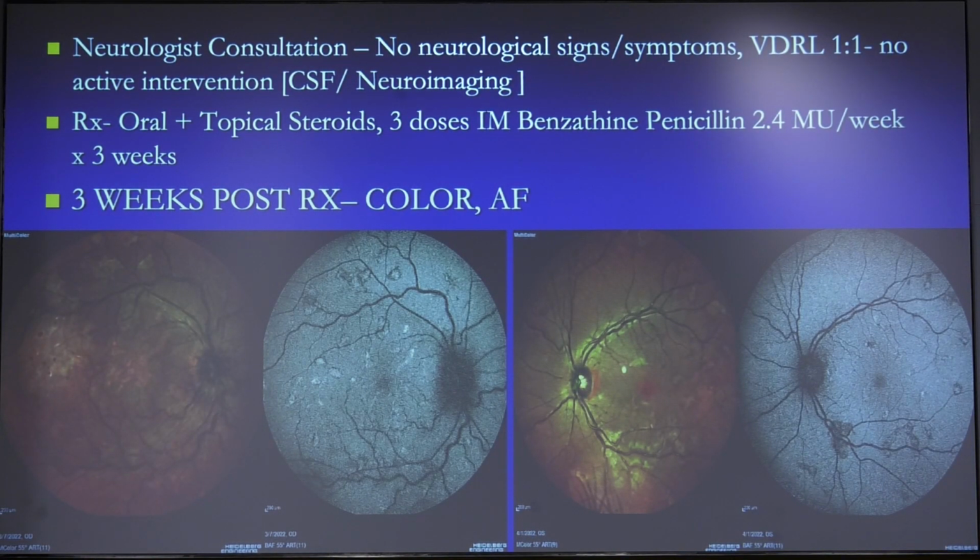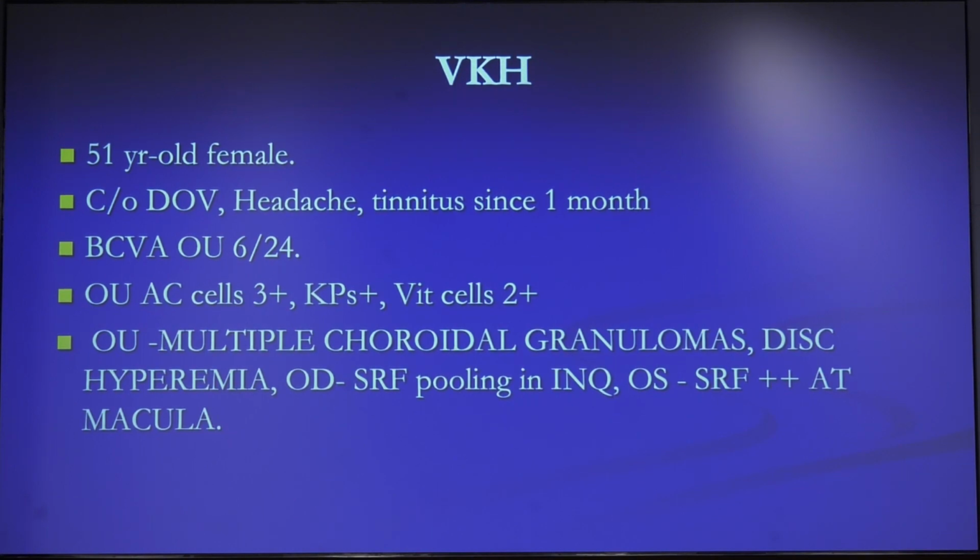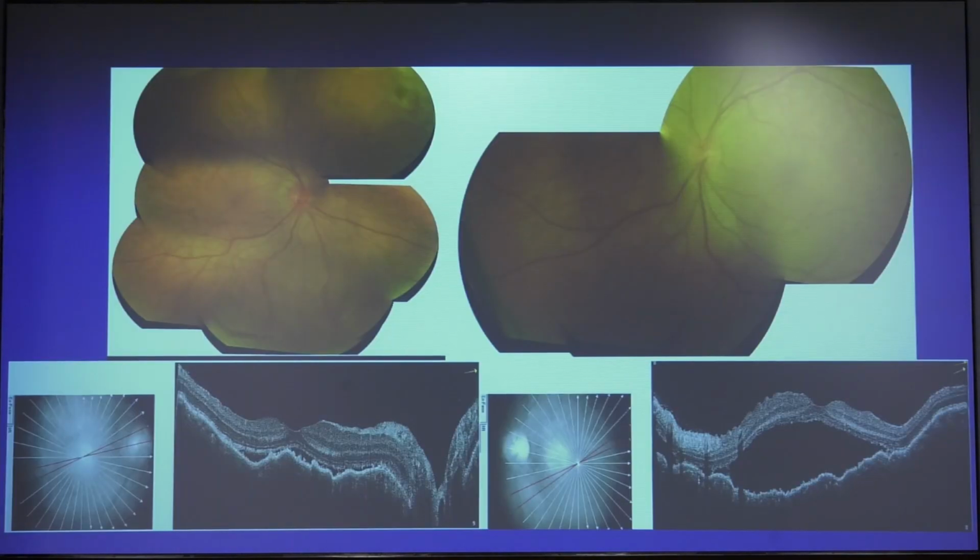There were no neurological signs or symptoms, and the patient was treated with oral and topical steroids and 3 doses of intramuscular benzathine penicillin for 3 weeks. Post-treatment, this is what the fundus picture looked like. BKH has already been shown on the OCT. Basically, the patient has a lot of inflammation, and there are multiple choroidal granulomas with disc hyperemia, and there is early pinpoint hyperfluorescence, as you shall see soon.